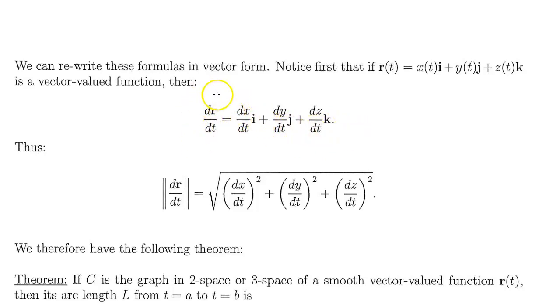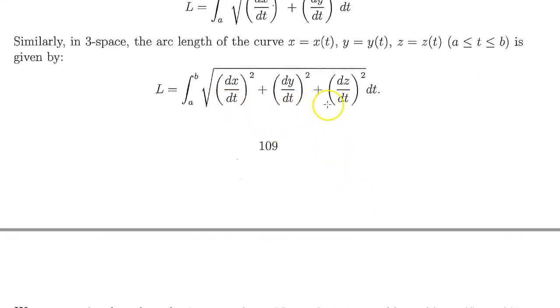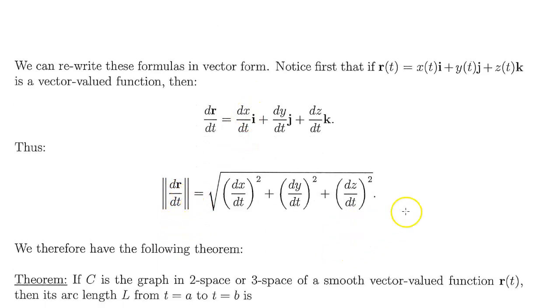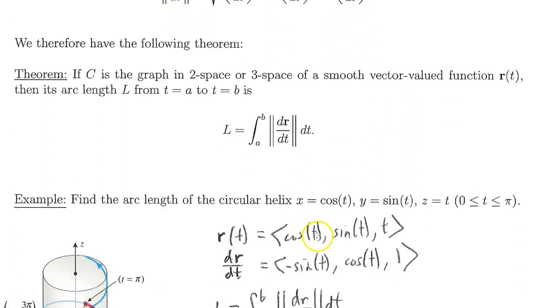Now, what's the norm of this vector? Well, the norm would be the square root of this thing squared plus this thing squared plus this thing squared. And that's exactly what we have here. But notice that's just this. So the arc length of a parametric curve is actually the integral from a to b of the norm of dr dt, dt. So that's really our theorem right here.